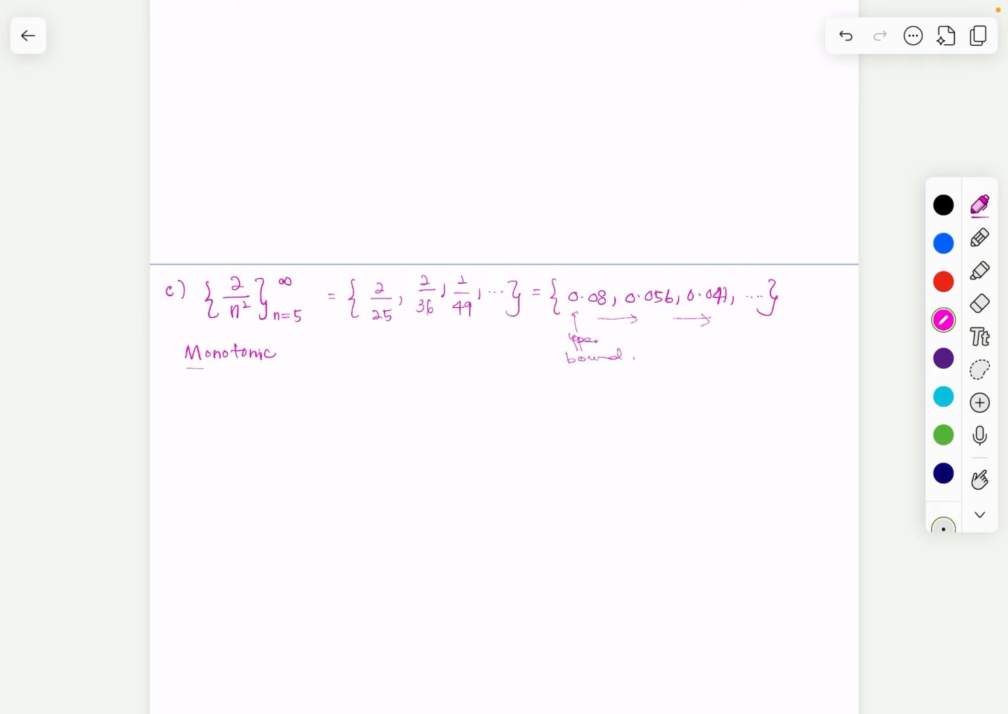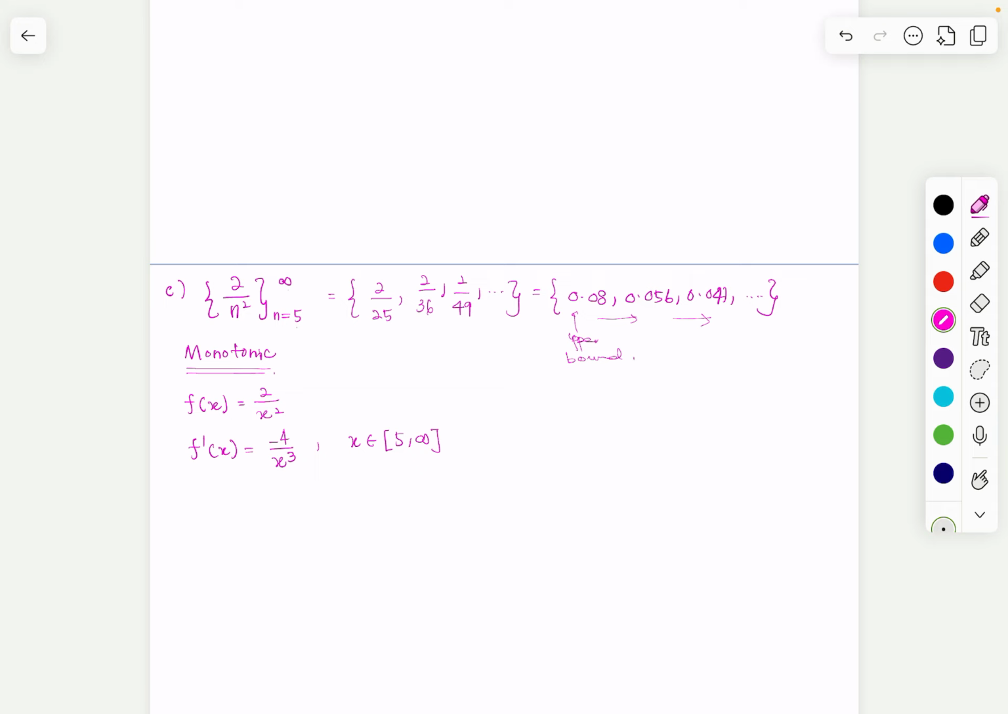Okay, let us check it thoroughly for the monotonic. So first, like the previous one, we consider the limit to become a function. So I write f(x) equals 2 over x squared. So you find the first derivative. The first derivative is negative 4 over x cubed. And note that x has the interval from 5 to infinity.